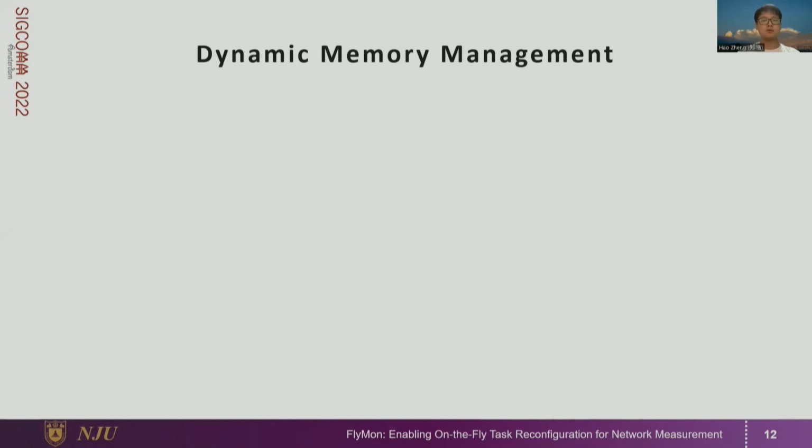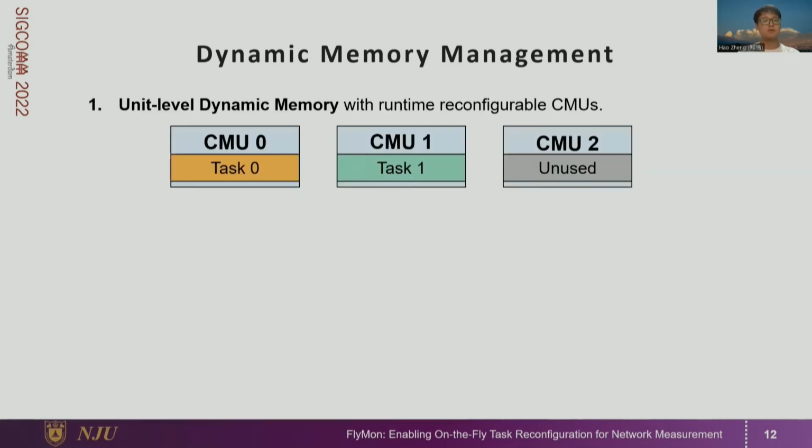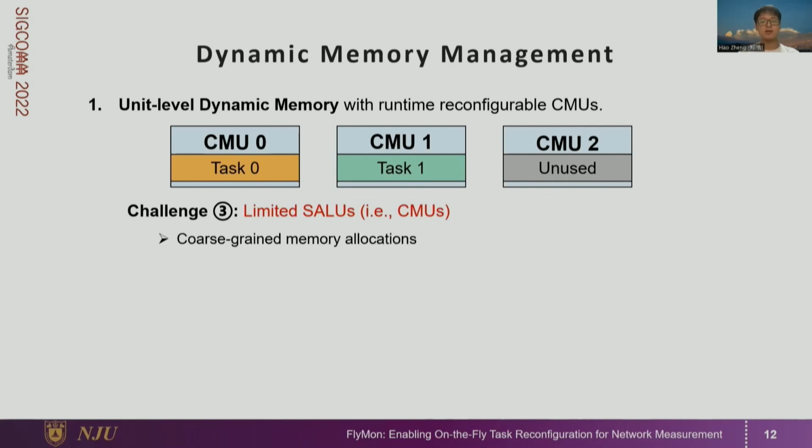FlyMon provides 2 levels of dynamic memory. Firstly, each CM unit can switch to any supported measurement tasks with the key selection phase and the attribute operation phase. Thus, we can achieve unit-level memory management by adjusting the number of CM units for the measurement tasks. However, since the number of CM units is limited, it cannot achieve fine-grained memory management and only supports a limited number of concurrent memory tasks.